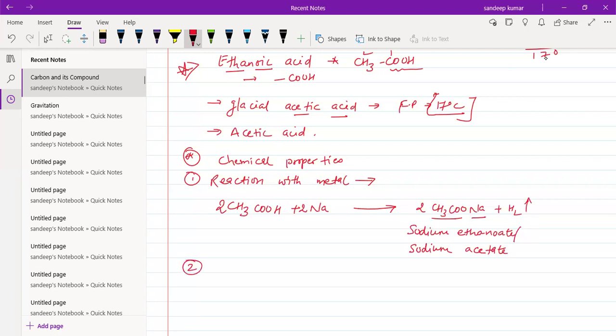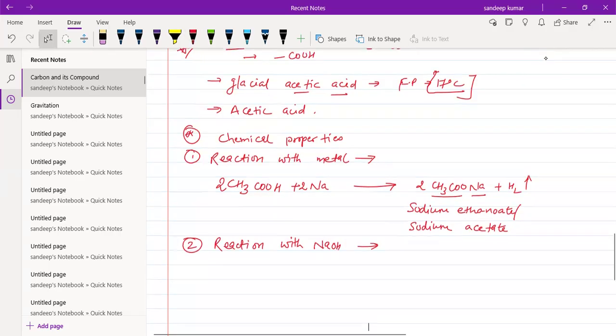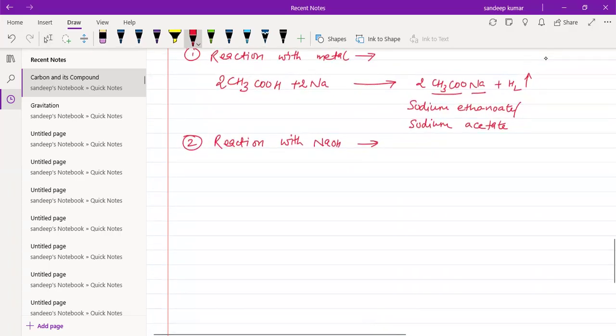Next reaction is what? The reaction with a base, the reaction with sodium hydroxide, NaOH. NaOH is what? A base. As you know, whenever an acid reacts with a base, what will it give you? It will always give a salt and water. Yes or no? So here also it is the same case. Generally, any acid reacting with any base gives a salt plus water. This reaction is also called a neutralization reaction.